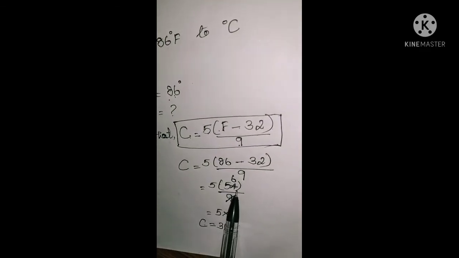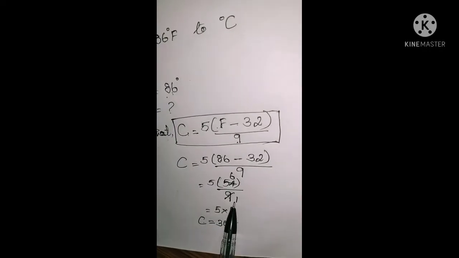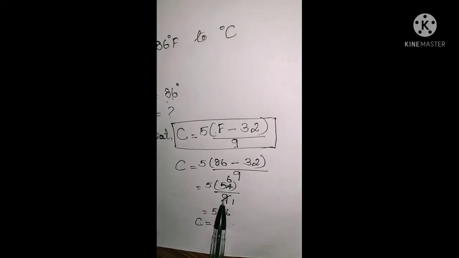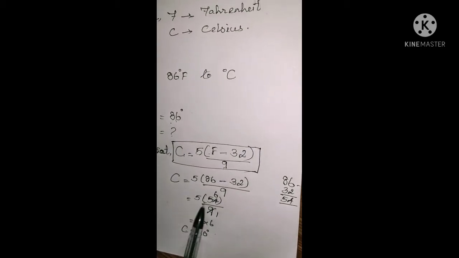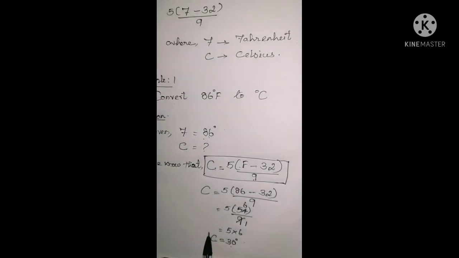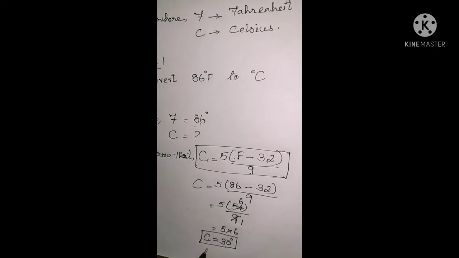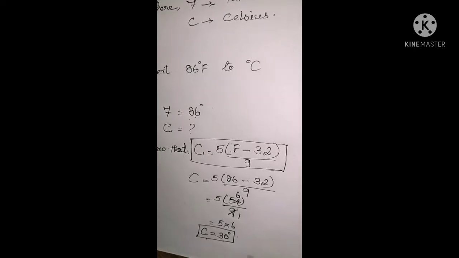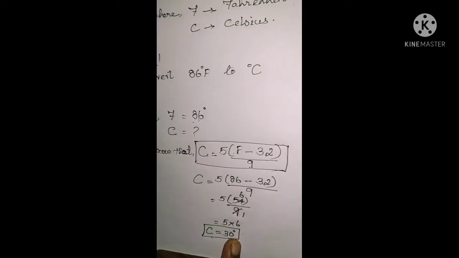So 5 into 54 by 9. Next we can divide this value: 6 9s are 54. Then 5 into 6, 5 6s are 30. So what's the answer? We have converted from Fahrenheit to Celsius. The C value is 30 degrees. So the answer is 30 degree Celsius.